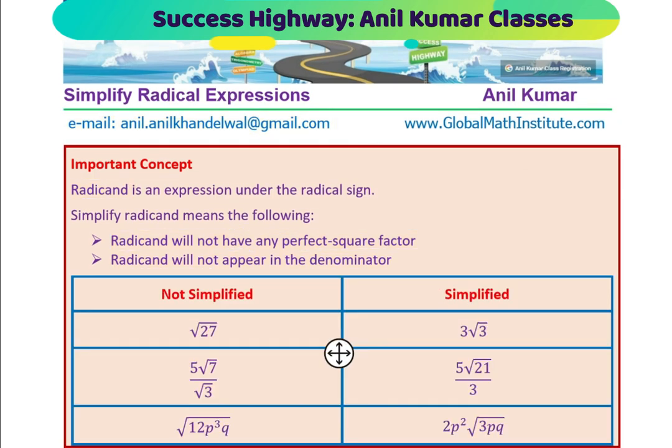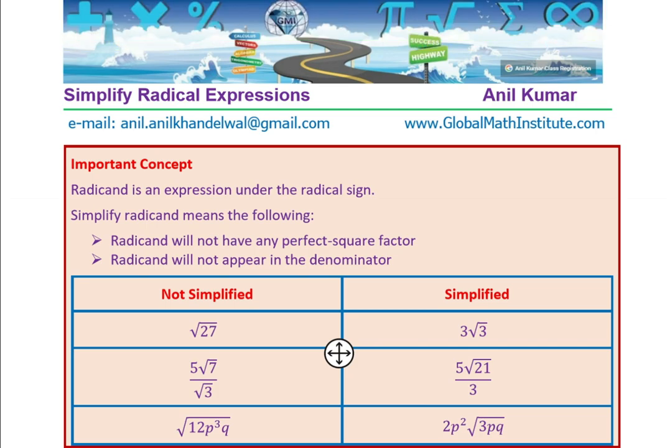Now, let us see, how do we solve these questions? A quick note on what we learned just now about radicands is summarized here. So, we'll simplify the radicands, and simplify radicands means, as you know, two things. Radicand will not have any perfect square factor, and radicand will not appear in the denominator. So basically, I have given you here the comparison, not simplified and simplified. Well, both are radicands, both are surds, but this is not simplified. When I say square root of 27, 27 can be written as 3 times 3 times 3. So basically, when you do this square root, you know 3 times 3 is 9, and 9 is a perfect square. So that is taken out as 3.